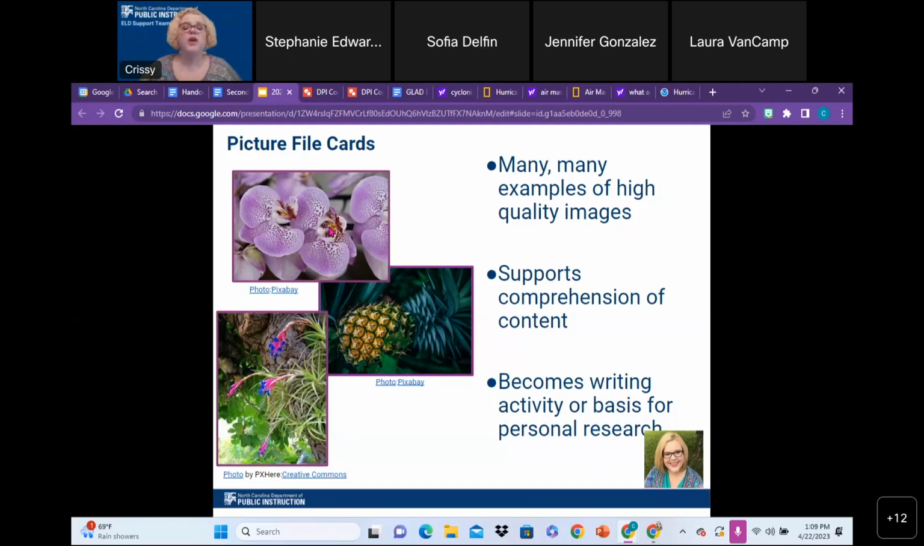And so just to review what you've heard many times, the picture file cards need to be high quality images. They need to be in color. They need to be real life images, because they are sparking that interest and they're helping kids comprehend. So the more detail, the better the picture. That's great. So these pictures are going to support comprehension, and they can eventually become the basis for personal research. So we might choose a picture and students might research what's in that image and use that to write about their research.